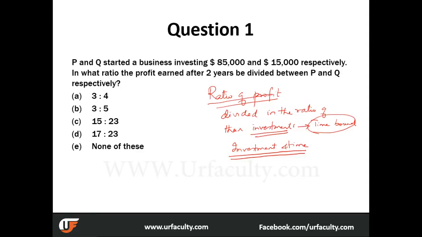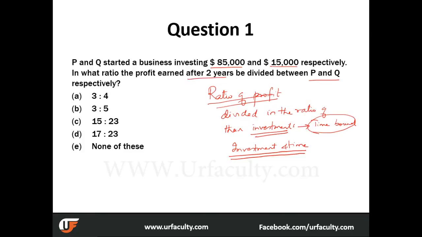P and Q started a business investing 85,000 and 15,000. Please note they didn't invest the same amount. They are investing different amounts. So the profit that they earn should also be different. And how different should it be? It should be in the ratio of their investment, provided they remain invested for the complete tenure. And what are they asking? In what ratio should the profit earned after 2 years be divided between P and Q.